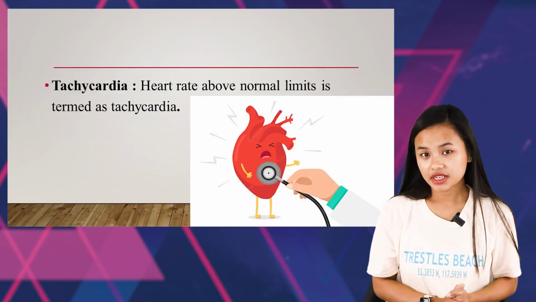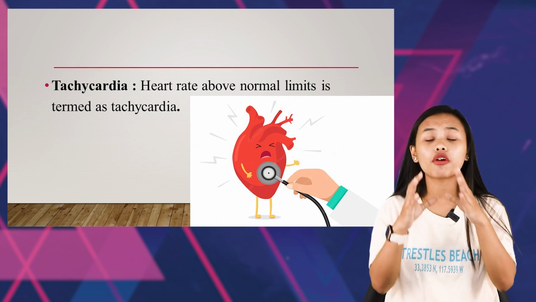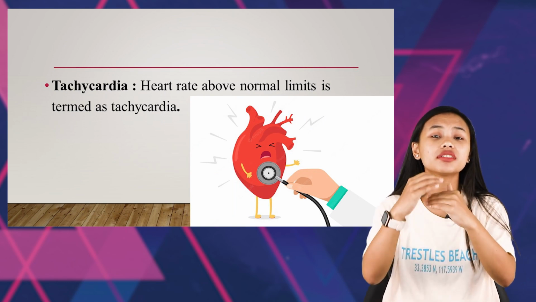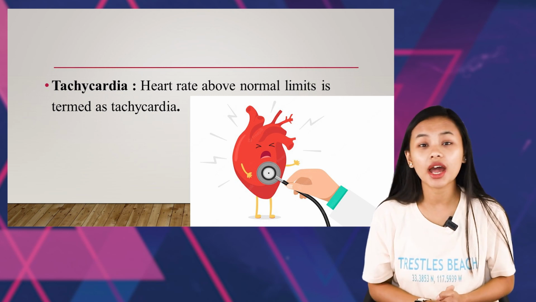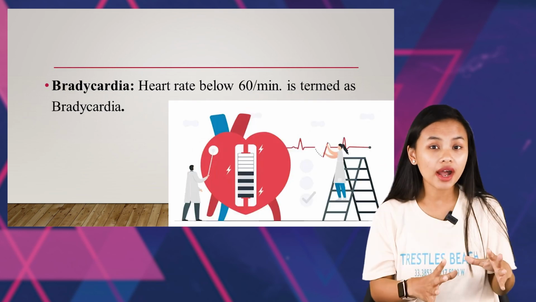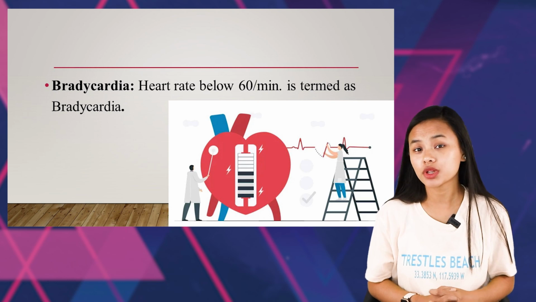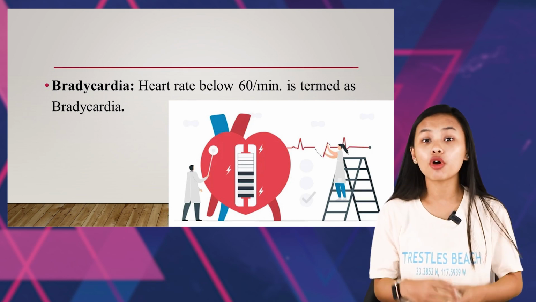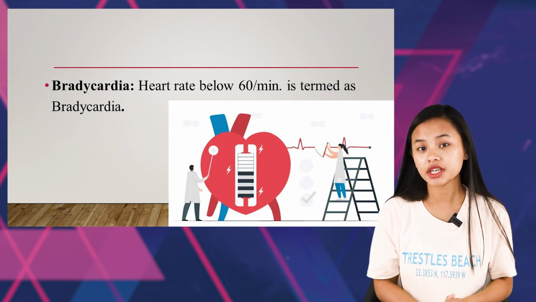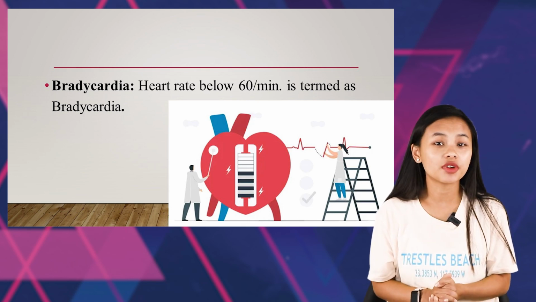So what do you mean by tachycardia? Here, if the heart rate of an individual is higher than the normal limit, then it is termed as tachycardia. Whereas if the heart rate of an individual is lower than the normal limit or below 60 beats per minute, then it is termed as bradycardia.